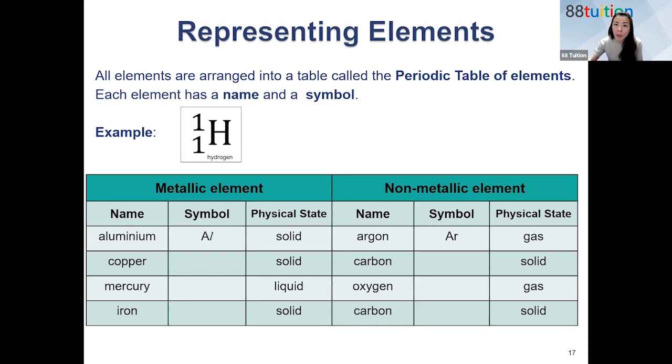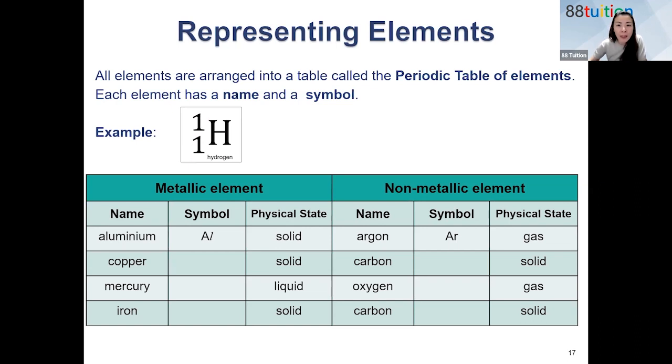So let me go through a little bit about the periodic table. All elements are arranged into the periodic table of elements. Each element has a name and a symbol. If you look at the example on my screen, can you see the capital H and then a 1 at the side? Two numbers. Then there is a very small font with the name hydrogen. Can you locate this particular element inside the periodic table?